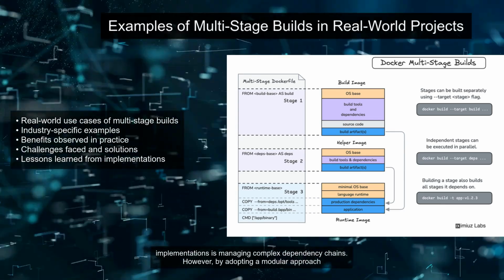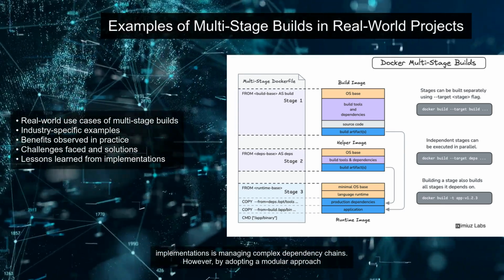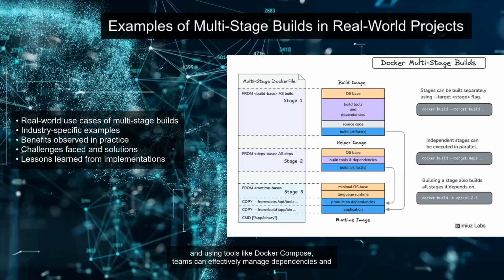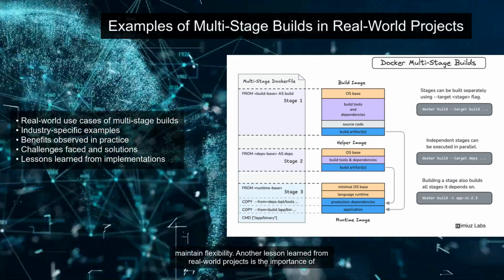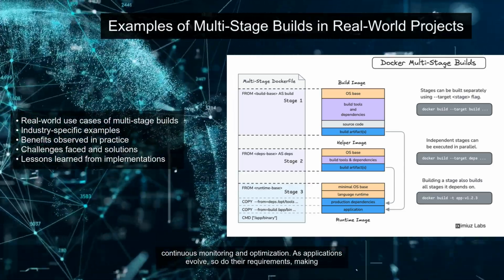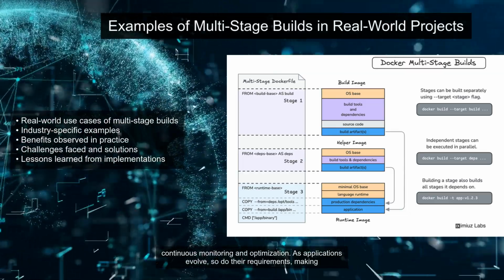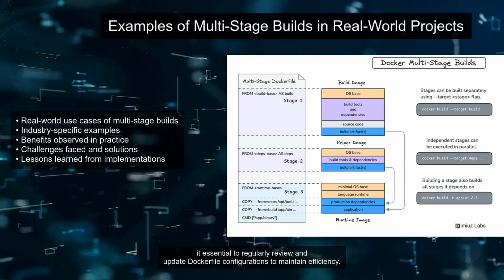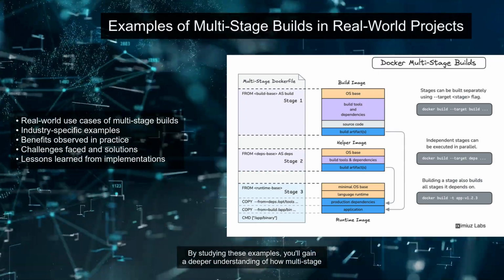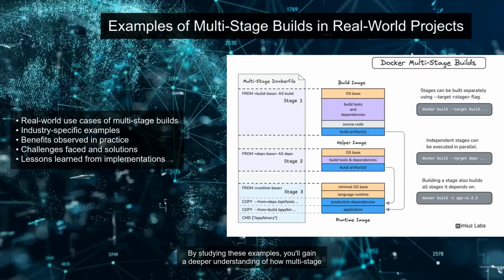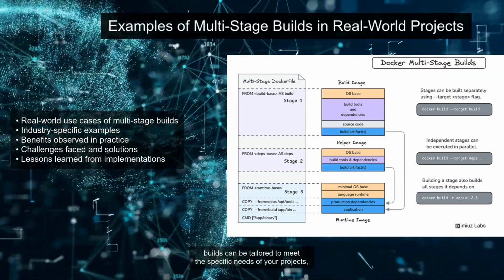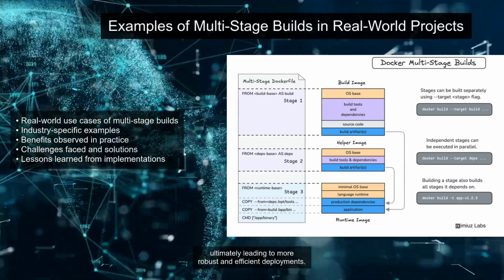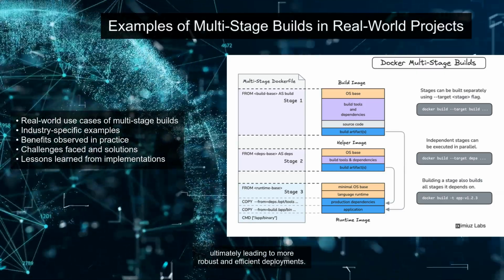A common challenge faced in these implementations is managing complex dependency chains. However, by adopting a modular approach and using tools like Docker Compose, teams can effectively manage dependencies and maintain flexibility. Another lesson learned from real-world projects is the importance of continuous monitoring and optimization. As applications evolve, so do their requirements, making it essential to regularly review and update Dockerfile configurations to maintain efficiency. By studying these examples, you'll gain a deeper understanding of how multi-stage builds can be tailored to meet the specific needs of your projects, ultimately leading to more robust and efficient deployments.